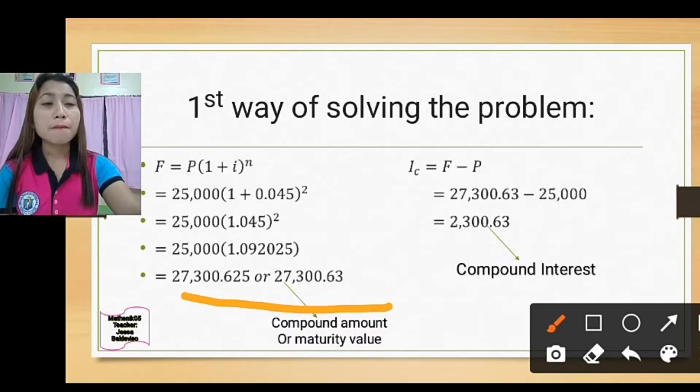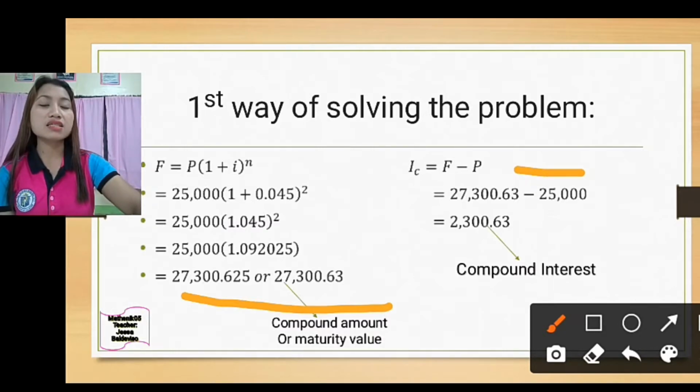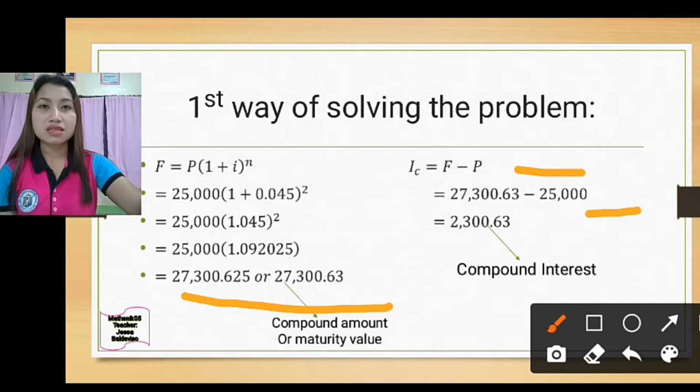The second one, because the question is, what is the compound interest? So let's proceed with the question. So we need to use the formula for compound interest. We have I sub C equals F minus P. So we have F, which is 27,300.63, minus our P, which is 25,000. So 27,300 minus 25,000, the answer is 2,300.63. That is your compound interest.